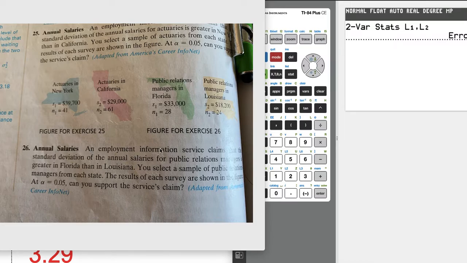Now, what is that? What's the actual problem saying? Employment and Information Service claims that standard deviation of the annual salaries for public relations managers is greater in Florida than in Louisiana. Okay, well, it looks like it probably will be. You select a sample. These are your data results. So how do we write our claim?